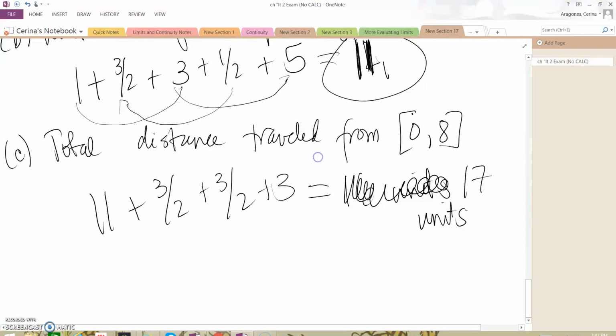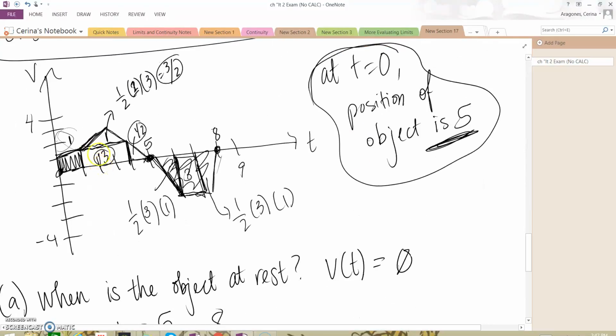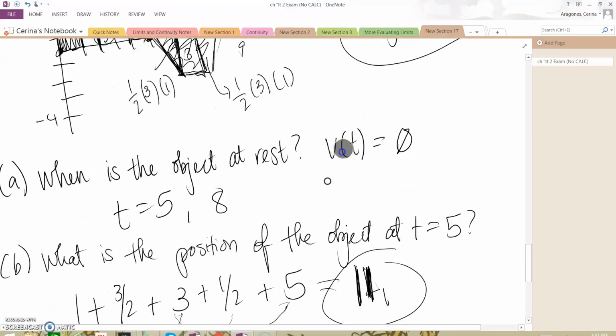And then the last question was pretty simple. Is the object slowing down or speeding up at t equals 2? Speeding up or slowing down? That was pretty simple. If you look at t equals 2, as you can see, my velocity is increasing, so my object is speeding up.